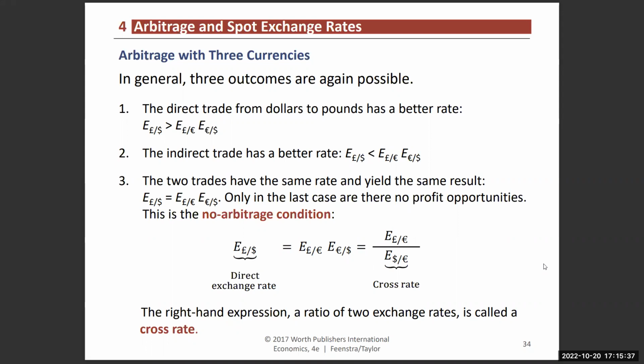So this is the arbitrage with three currencies. We have, for example, a direct trade from dollar to pound. So this is better, right? Three examples are here, okay? We can exchange pound for euro and euro for dollars. So the indirect trade is better. So this is a higher rate. And if everything is exactly the same, this means that we have the no arbitrage condition, okay? And the no arbitrage condition means that the direct exchange rate and the cross rate are exactly the same, okay? So no matter which way you are going, you are getting exactly the same. And this is the no arbitrage condition.